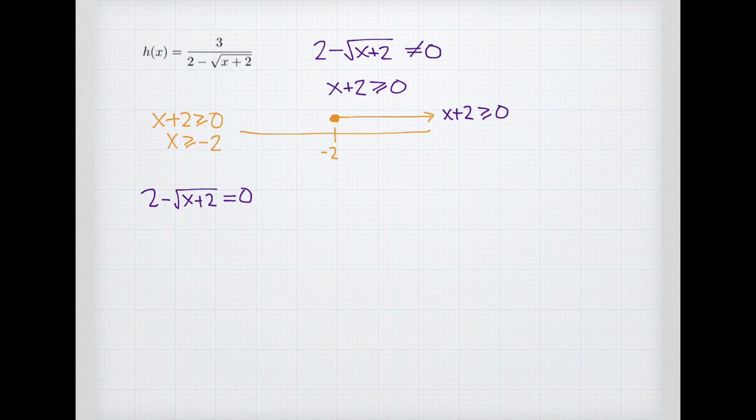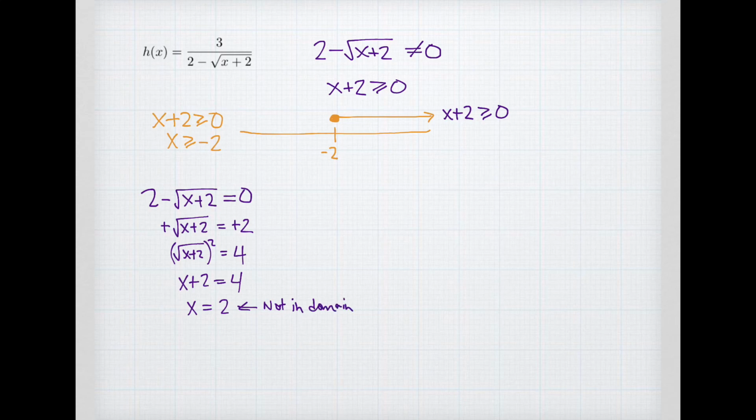So I might move the 2 away by subtracting 2 from both sides. So negative square root equals negative 2. I can change the sign of both sides. Now I need to eliminate the square root. The inverse operation of a square root is to square both sides. So square root squared is now going to equal 4, and that leaves x plus 2 equals 4. Subtract 2, x equals 2. And so this is the point that's not in the domain.